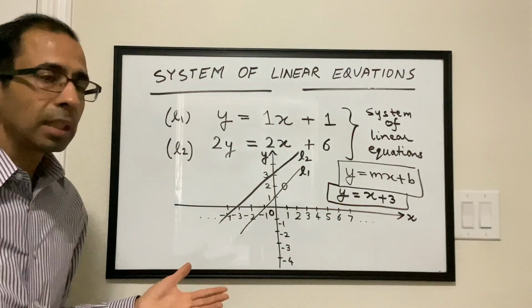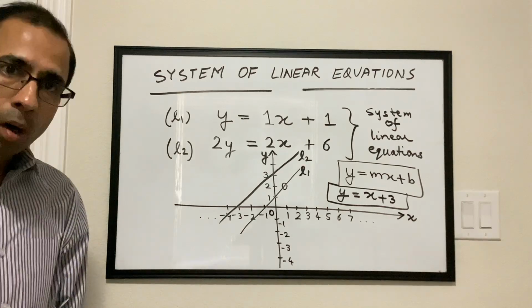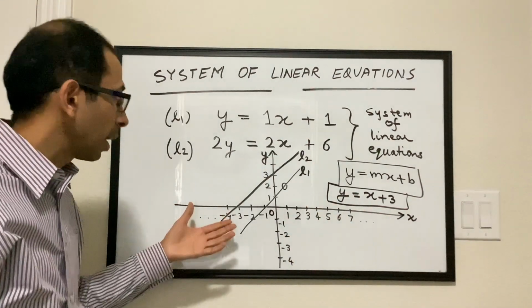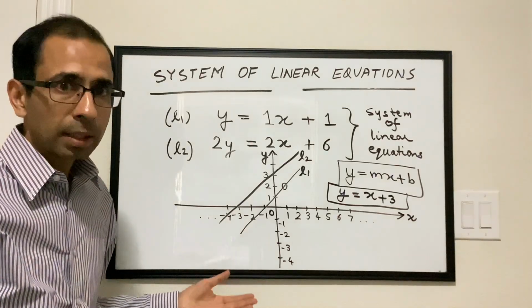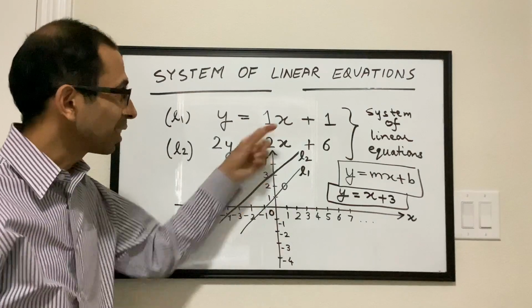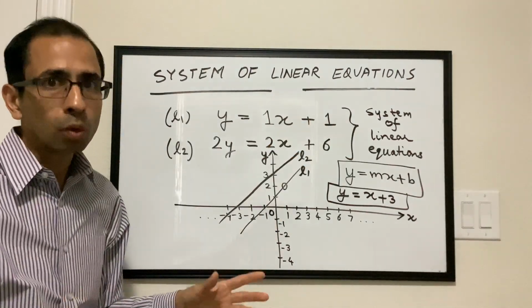Now clearly we see that these two lines are parallel, because their slopes are the same, so their steepness is the same, and hence being parallel, they will never intersect. Essentially, they will have no solution. So this system of linear equations has no solution.